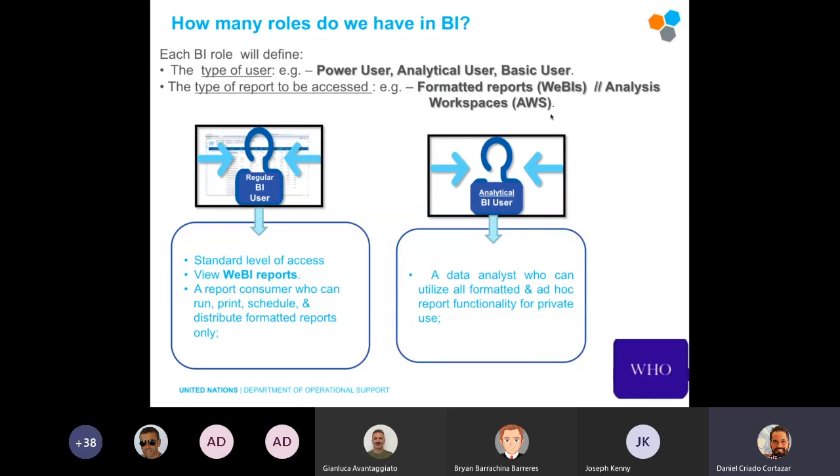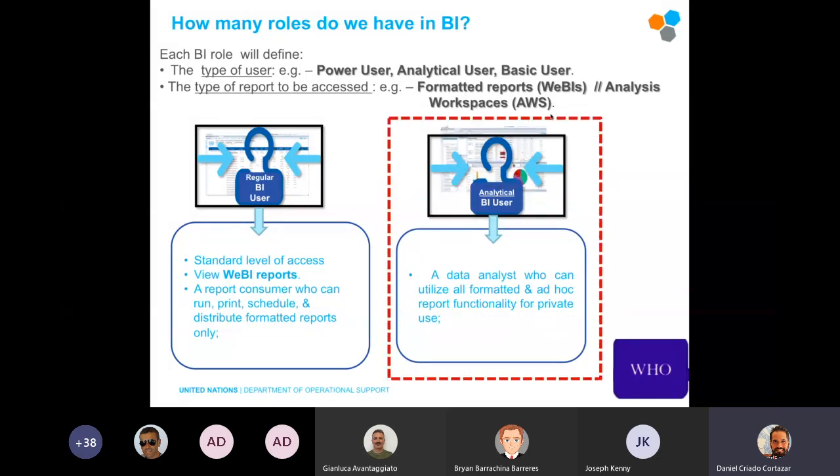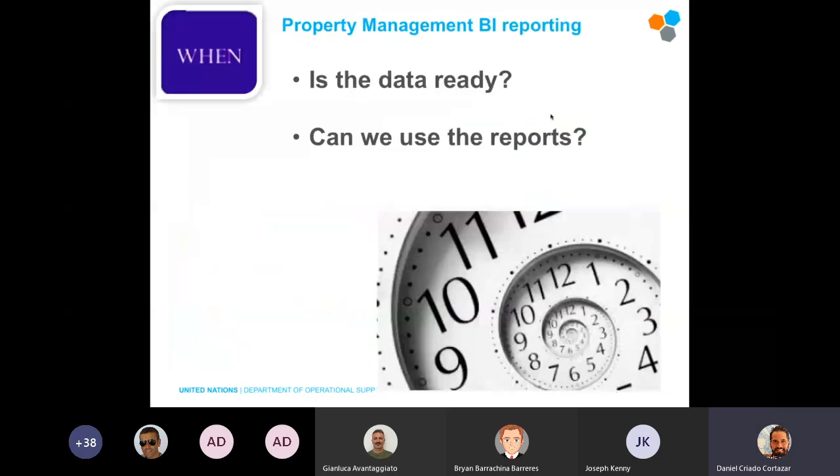Because remember that this access as a BI 55 will give you access to the set of reports for property management, not for all the reports in finance, budget, procurement, or transportation management. No. This BI 55 will give you access to all the reports in property management, which is more than enough for you to perform your duties once you are deployed. So that's the analytical BI user.